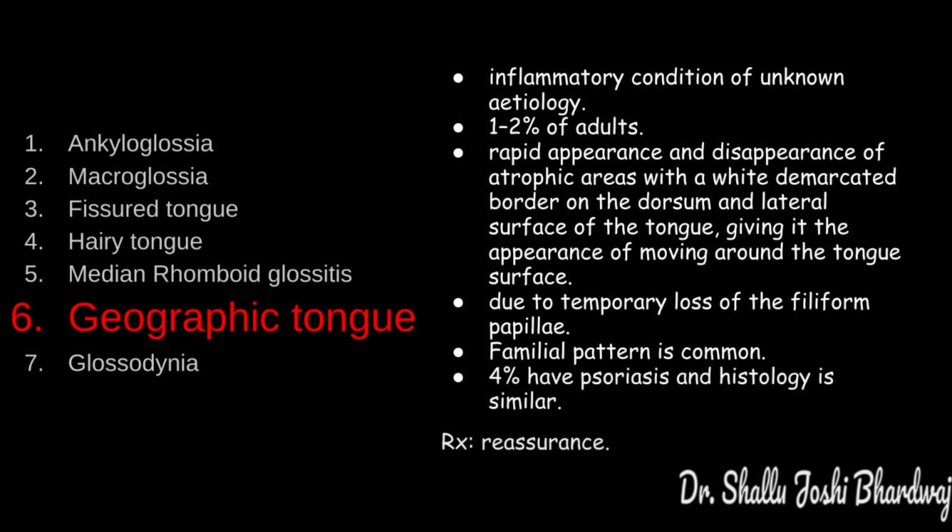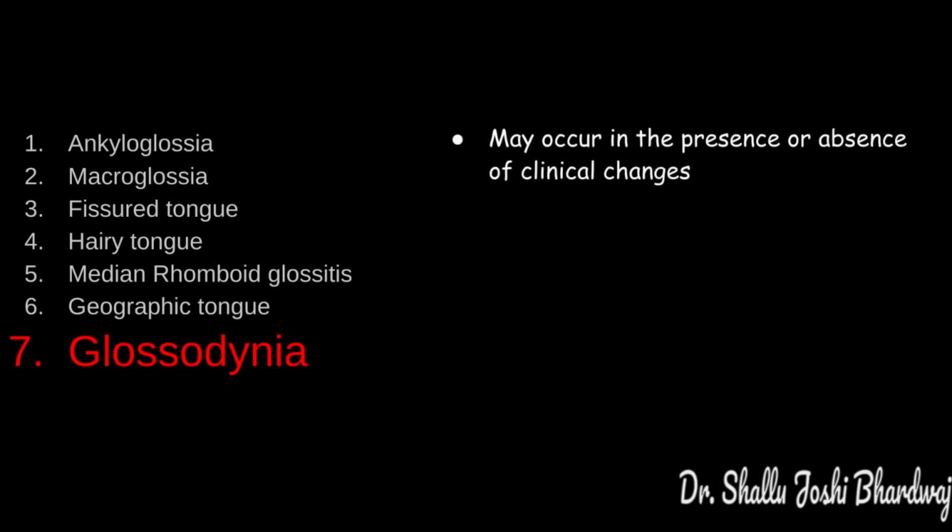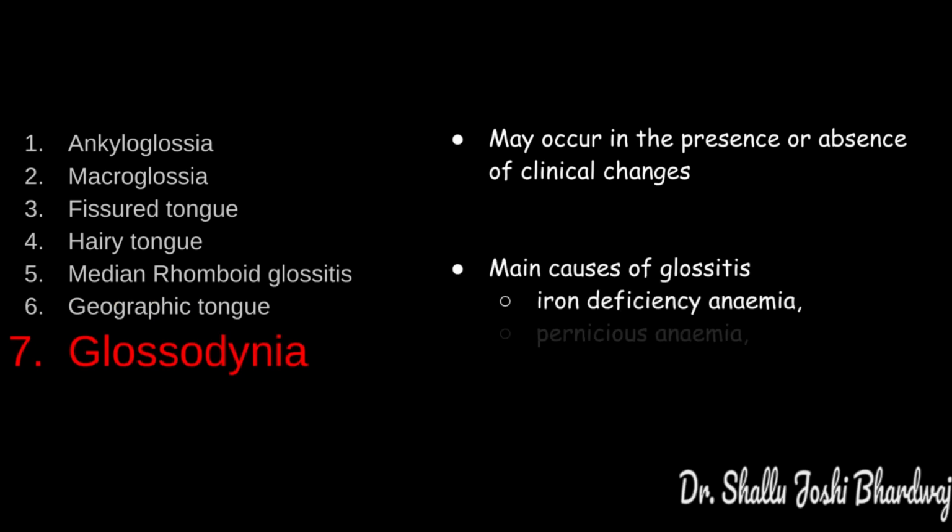Psoriasis is also associated with it, and the histology is similar in 4% of the cases, and treatment is just reassurance or as found in etiology. Then is glossodynia. Glossodynia means sore tongue. So it may occur in presence or absence of clinical changes, and the main causes of glossitis are iron deficiency anemia, pernicious anemia, and candidosis. So these are the conditions which may be associated. So its treatment will be to treat the underlying causes.